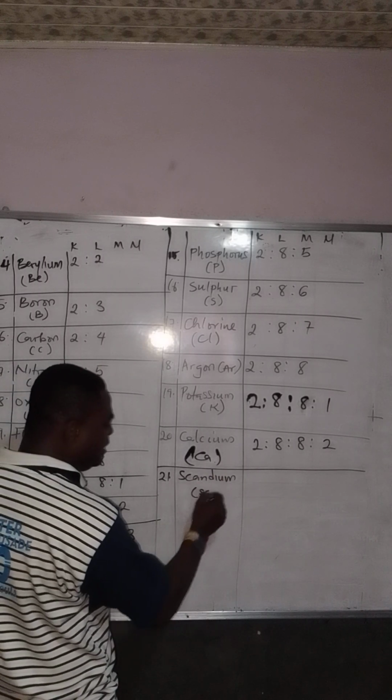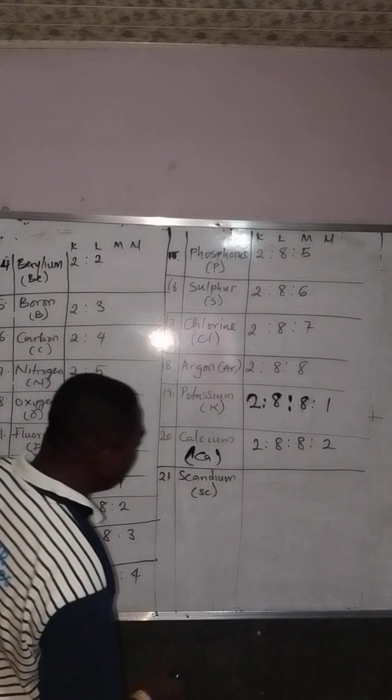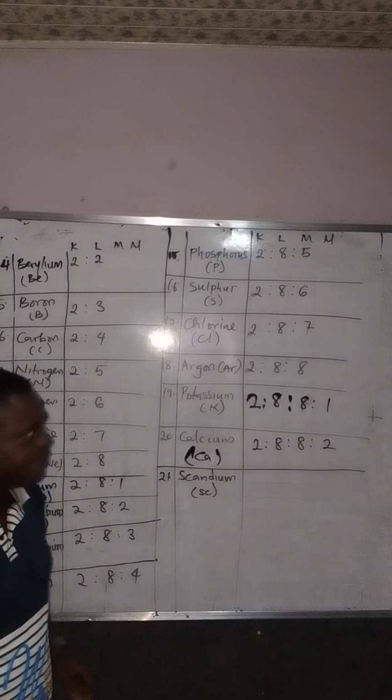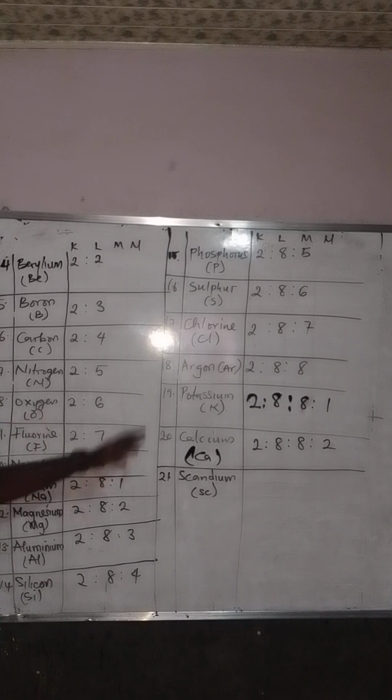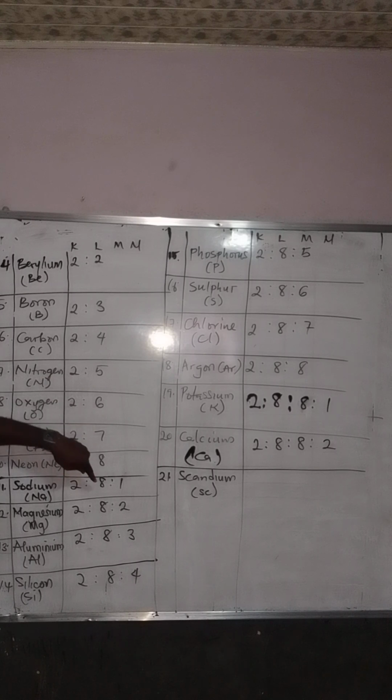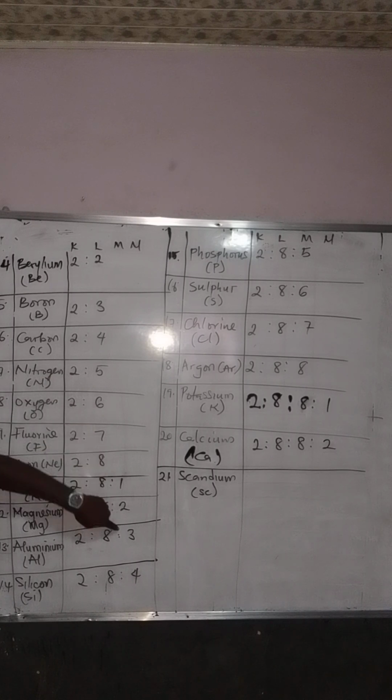Scandium Sc. From 21 to 30, they are called transition elements. If you look at elements from 1 to 20, the difference between one element and the next is at the outermost shell. This one has 2 at the outermost shell, then 3, 4, 5, 6, 7, 8, like that. So the increment is always at the back.